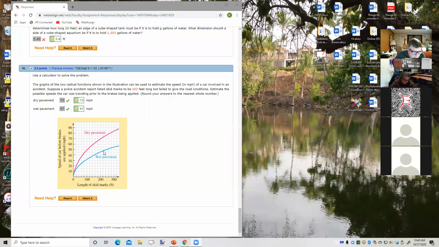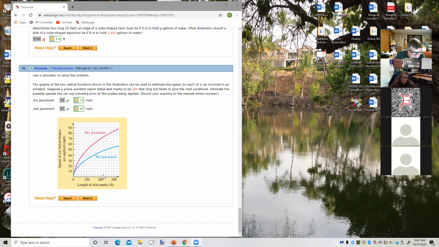So for wet pavement, it looks like it's between 45 and 50. If I had to guess, I might go like 47.5. And you can see up here, the correct answer is 47. Oh, here it says round your answer to the nearest whole number. So I might try 47 or 48 until one of them worked. I won't give you a problem like this on the test where you've got to really do a fine estimate. You don't get a couple of guesses, okay?